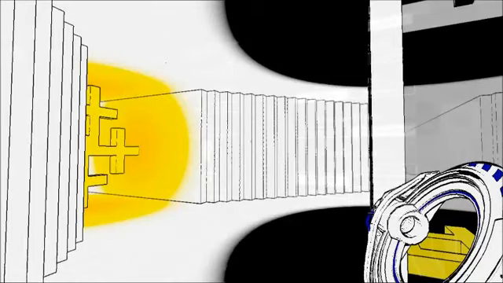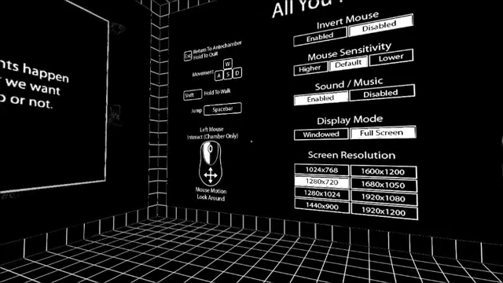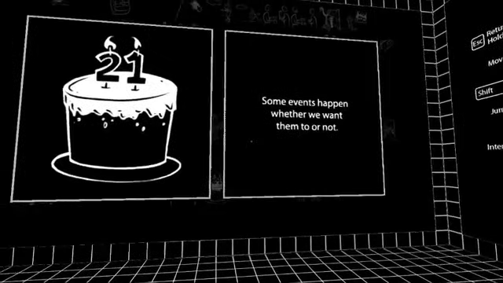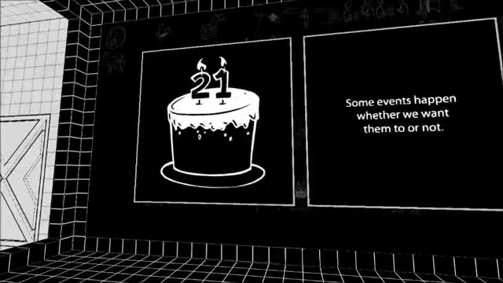Gonna escape. How much time is left? Some events happen whether we want them to or not. 21? That's how old I am.